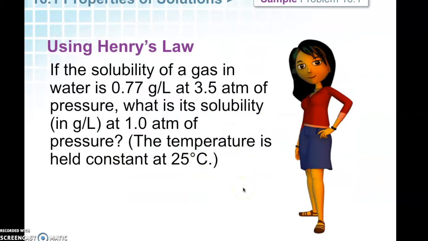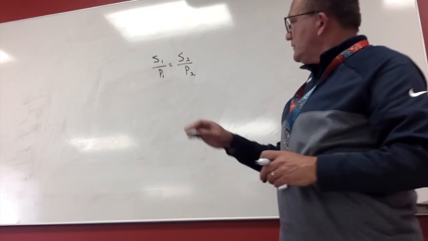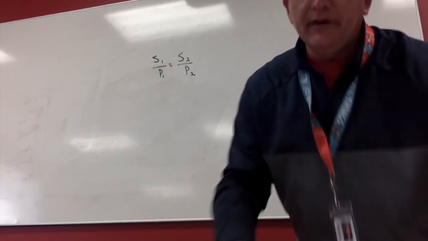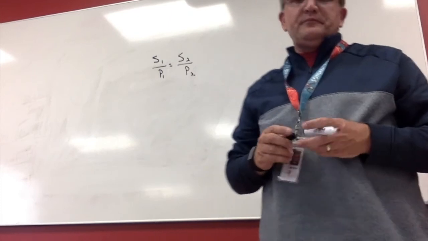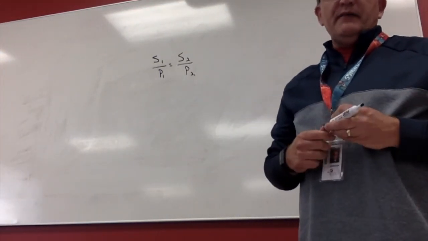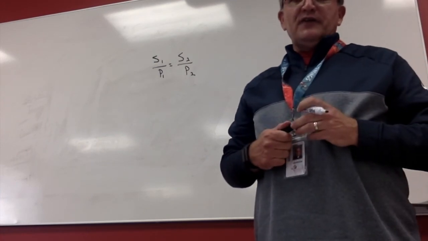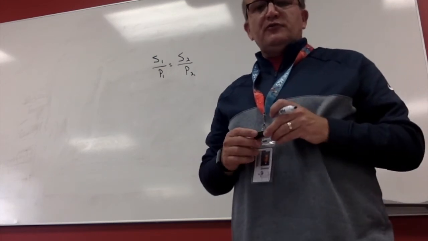Here's a Henry's law problem. If the solubility of a gas in water is 0.77 grams per liter at 3.5 atmospheres of pressure, what is the solubility at 1 atmosphere of pressure? Temperature is being held constant. Do it now. All right, so Henry's law is up here, and I'm going to bring up the problem so I can read it to you. If the solubility of a gas in water is 0.77 grams per liter at 3.5 atmospheres of pressure, what is its solubility at 1 atmosphere of pressure? And the temperature is held constant at 25 degrees Celsius.